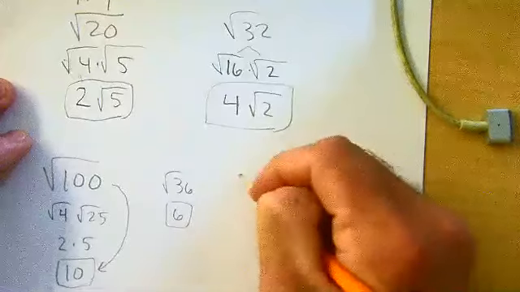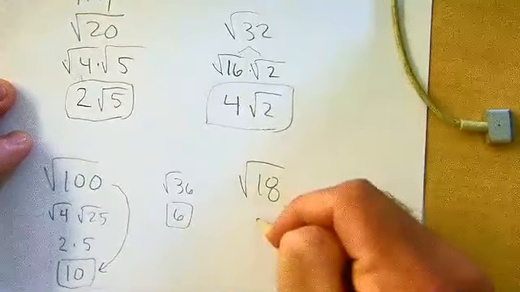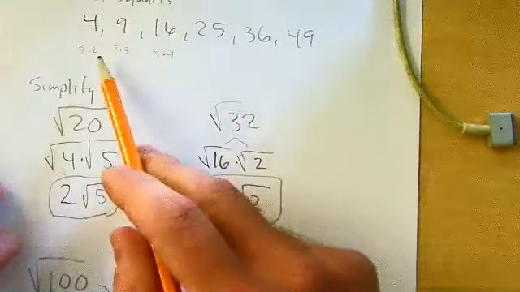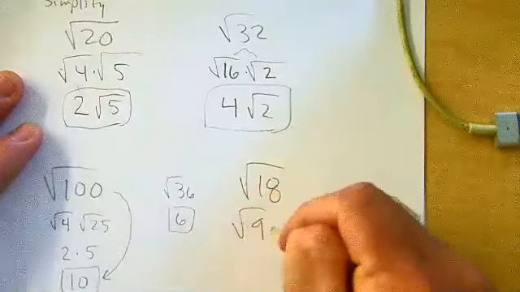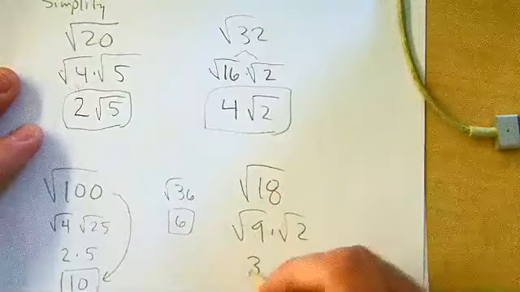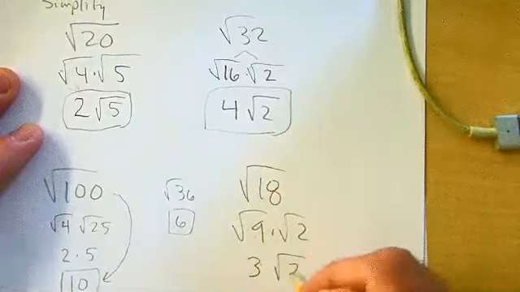Let's do one more. Square root of 18. Again, pick the highest factor out of these that goes into 18. 4 doesn't go in. 9 goes into 18. So 9 and 2. This one's a perfect square. That means square root of 9 is the same as 3. Square root of 2 stays.